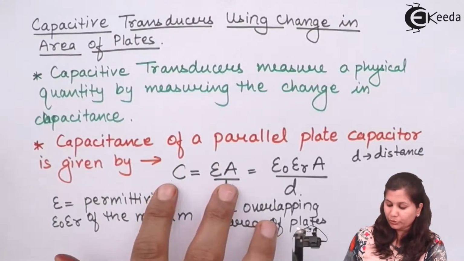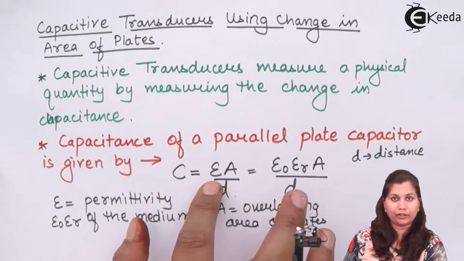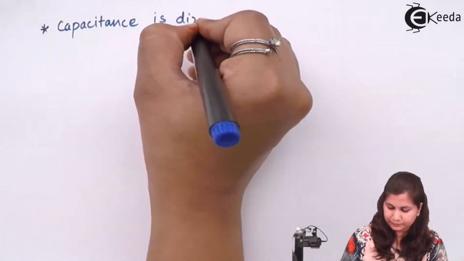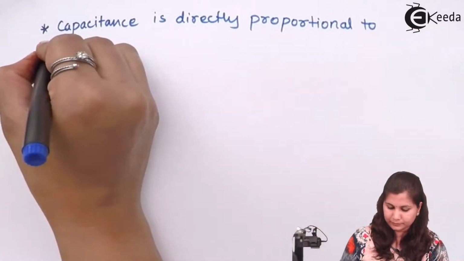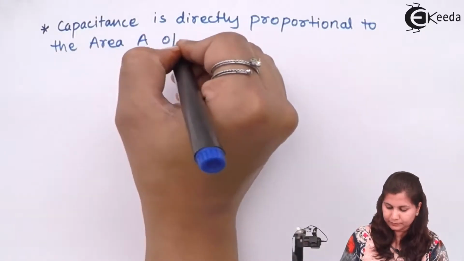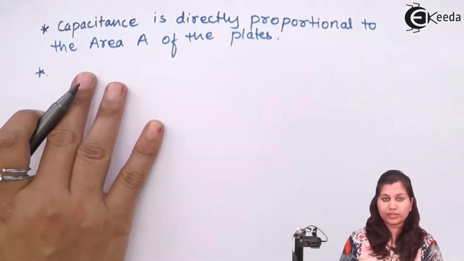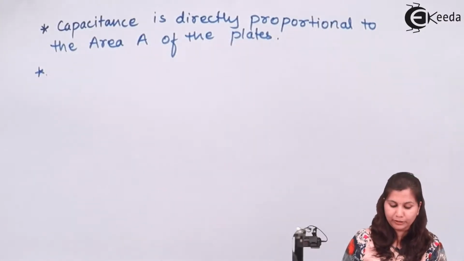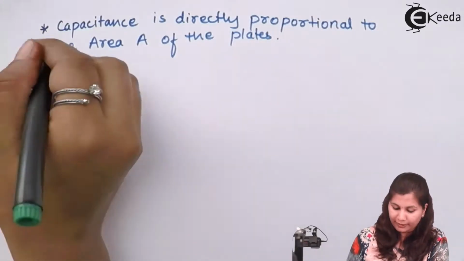Now from this equation you can see that the capacitance is directly proportional to the overlapping area of the plates. So we can use the capacitive transducers which are using this principle of change in the area of plates for the measurement of displacements which are from very small value to large values.